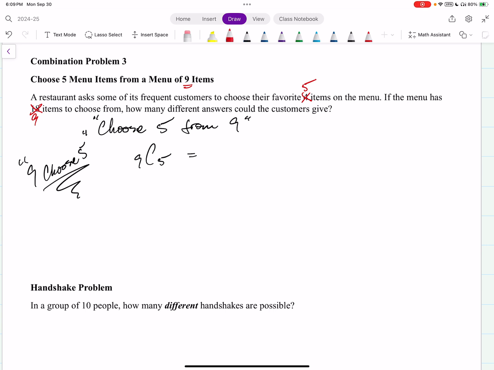One more time. It's always n factorial divided by r factorial times n minus r factorial. Every single time. So 9 factorial divided by 5 factorial times 9 minus 5 factorial. Okay, at this point, pause the video, work it out, and then press play when you're ready. All right?